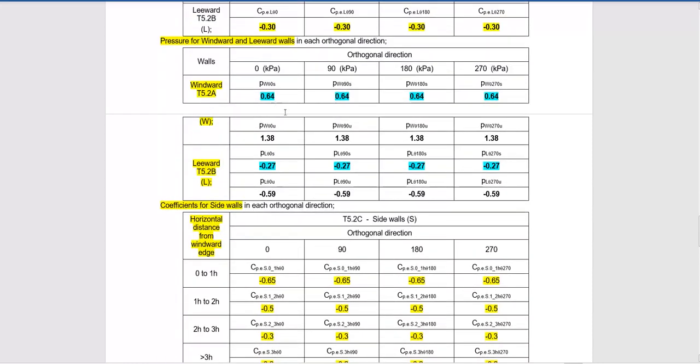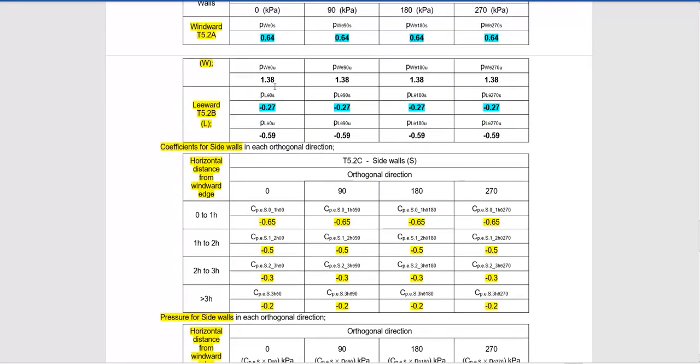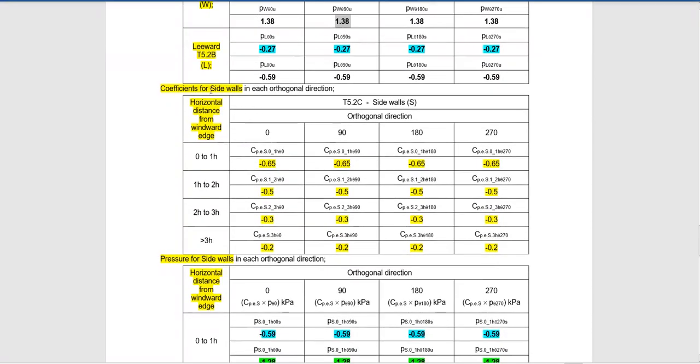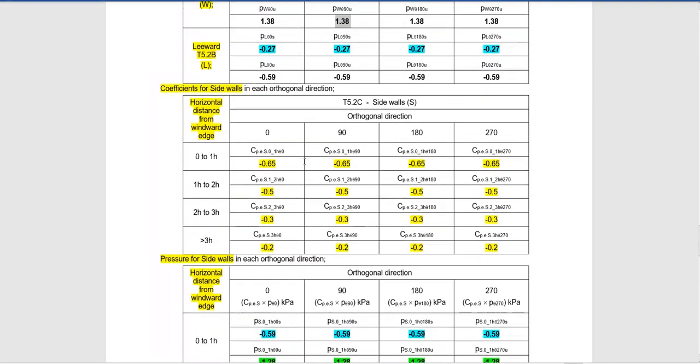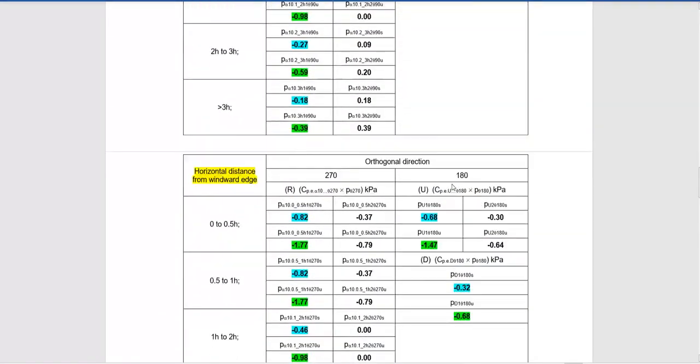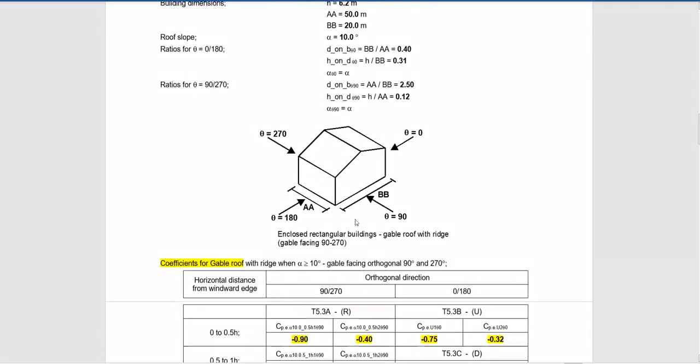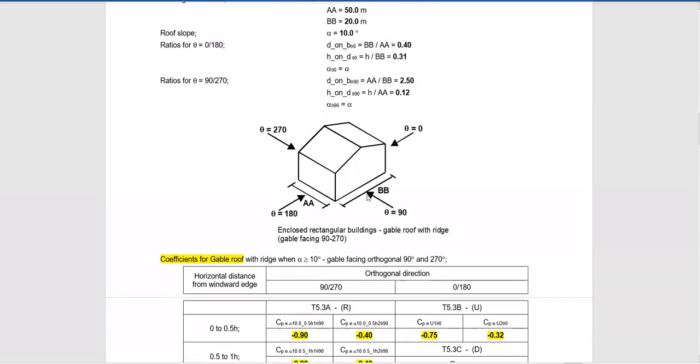So for the ultimate limit state, we got here 0.64 kilonewton per meter square, and for the windward, for the ultimate limit state, is 1.38 kilonewton per meter square. So the same thing for the side wall. Go back to my picture here. So far we've got already the Cpe and the wind pressure for windward and the leeward side, but the side wall we have not got it yet.